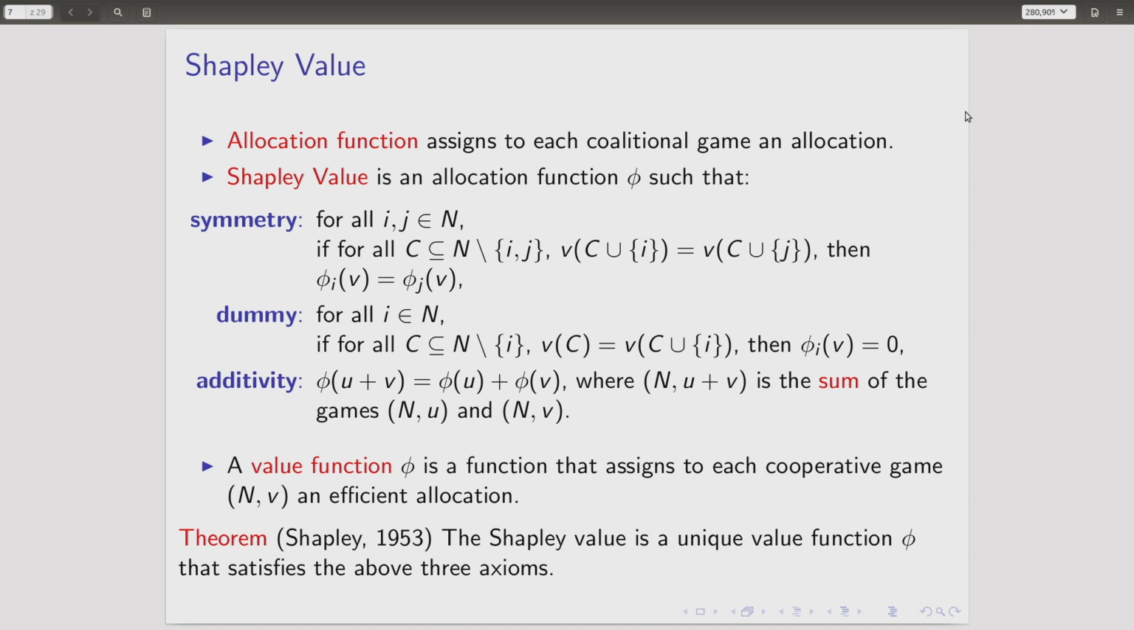So allocation function, we just mentioned what an allocation in a game is, and an allocation function takes one coalitional game and says, aha, this is the allocation in that game. So it is one level up. And Shapley value is an allocation function phi, which satisfies three properties. He introduced it in 1953. So this is at the bottom.